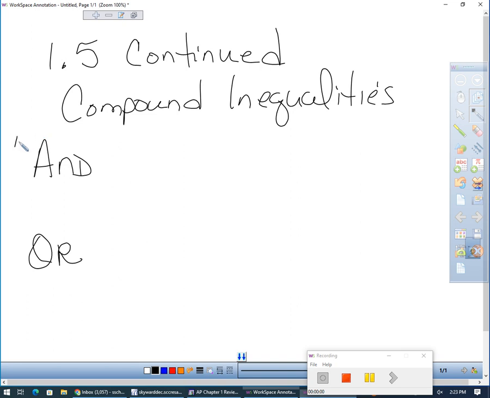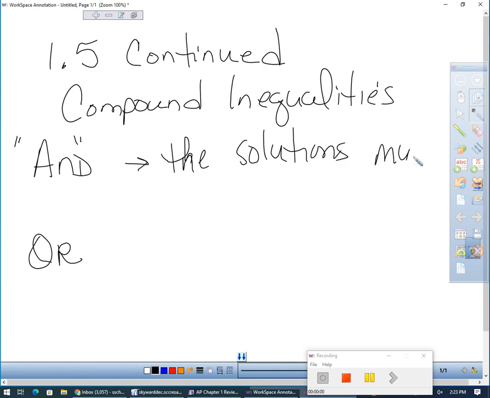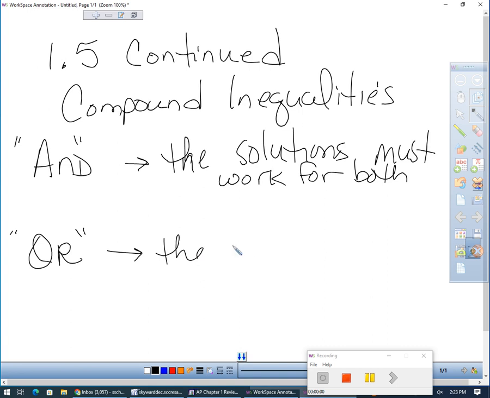If we have an "and" inequality, that means that the solutions must work for both. If I have an "or" inequality, that means that the solution only makes one or the other true.